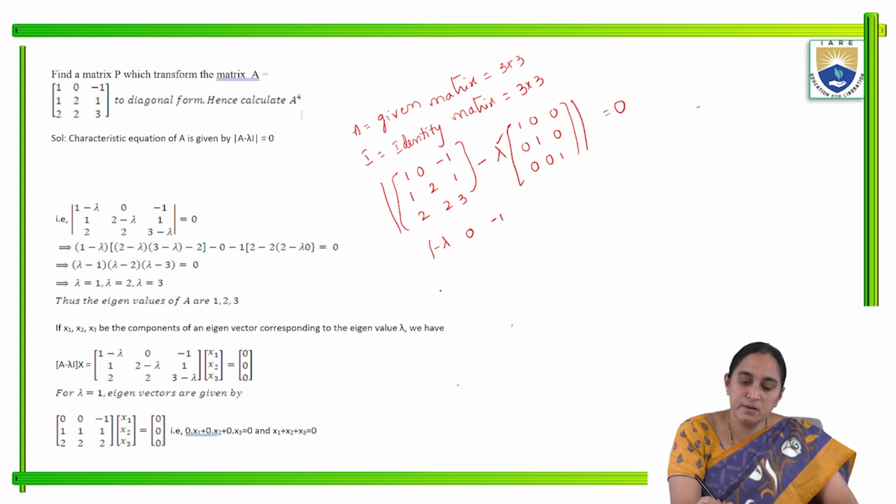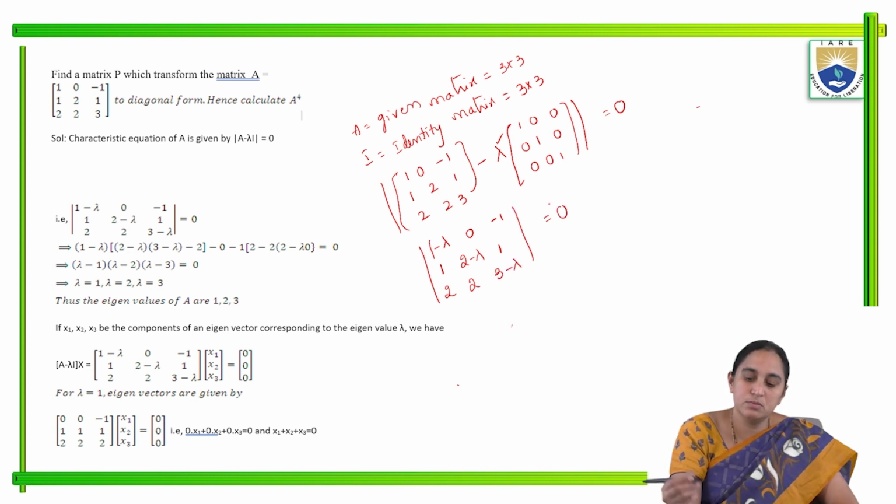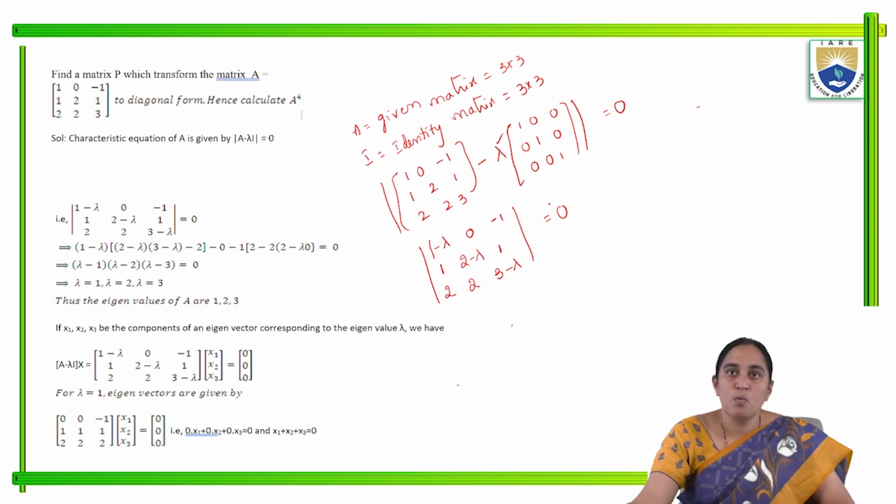Next, 1 minus 0 into lambda 1, and 2 minus lambda. And next, 1 minus lambda of 0, that is 1. And next, this is 2. Next, 2 and 3 minus lambda is equal to 0. That is, the matrix with rows (1 minus lambda, 0, minus 1), (1, 2 minus lambda, 1), (2, 2, 3 minus lambda), with determinant equal to 0.